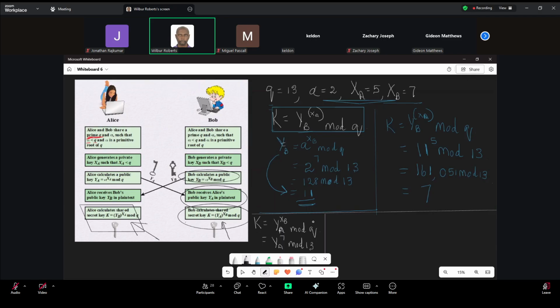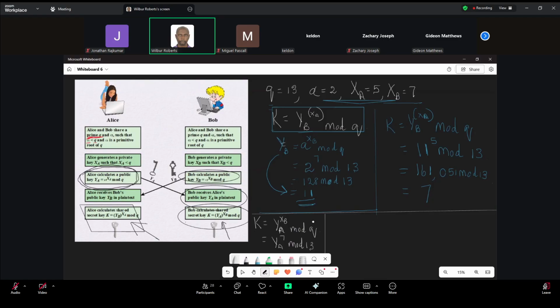Does Bob receive YA? No. YA is up here. Look, she's calculating it here. Look, this is giving us the formula up here. YA, where I'm circling, you see that? YA is equal to alpha to the XA mod Q.